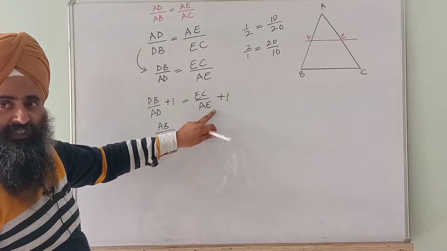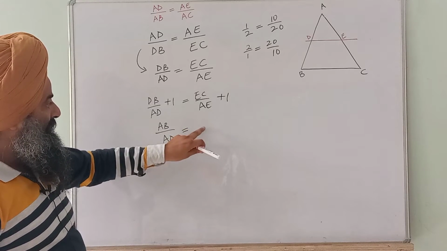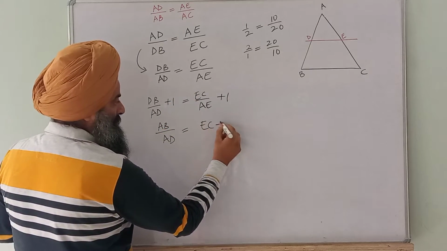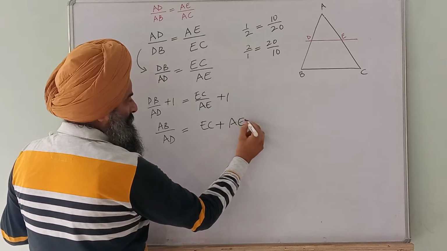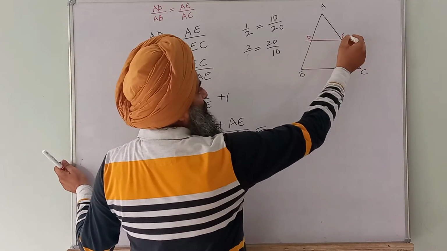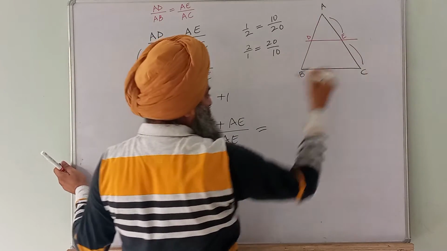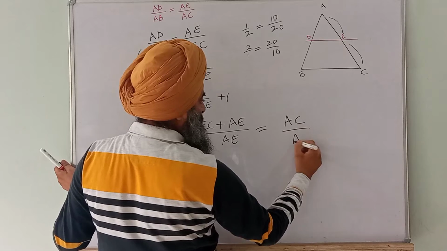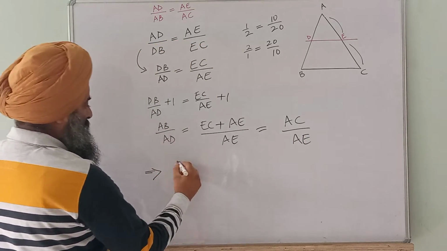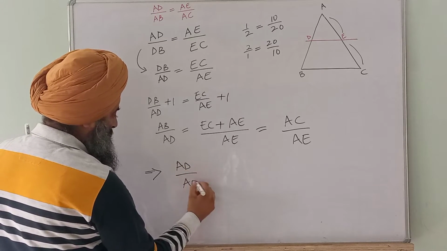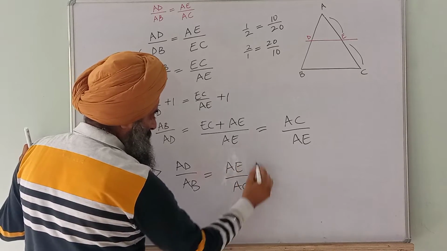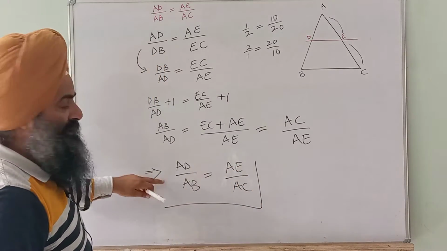Any student online? Here what will I get? EC plus AE divided by AE. EC plus AE is AC. So AC by AE. From here I am getting, now take the reciprocal again. AD by AB is equal to the reciprocal of this, AE by AC. We wanted to prove this, and we have proved it.